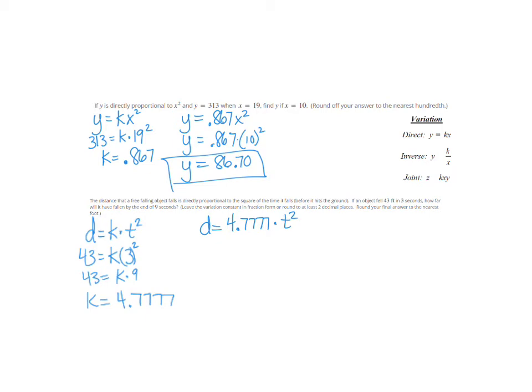And then they give us a second scenario where we're searching for something. It says, if an object fell 43 feet in 3 seconds, that's what I did, how far will it have fallen by the end of 9 seconds? So I'm going to put 9 in for t and find my distance.